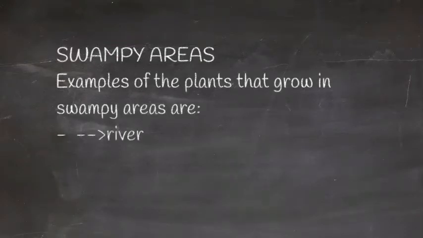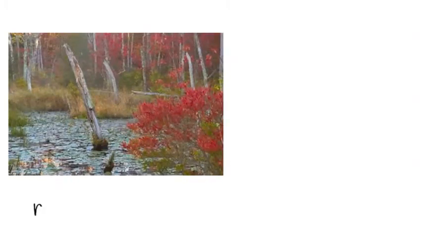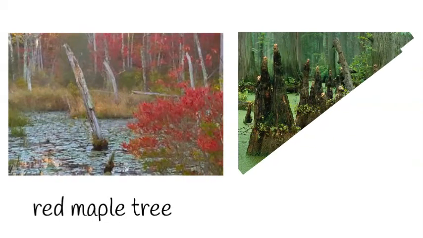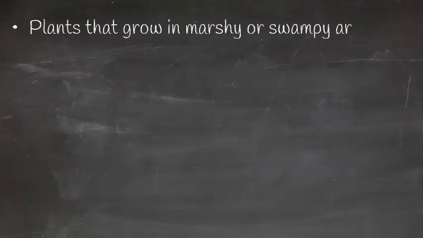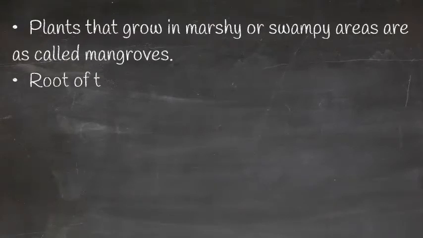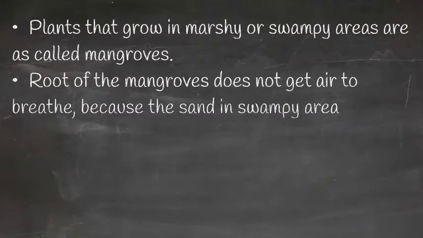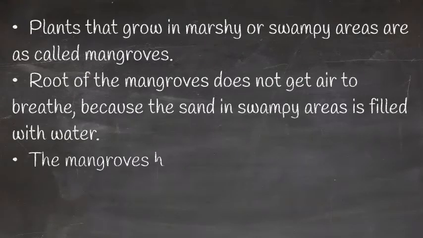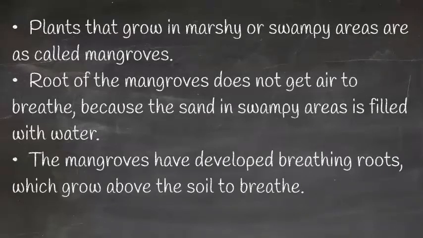Swampy areas. Examples of the plants that grow in swampy areas are river beech tree, red maple tree, and oak tree. Plants that grow in marshy or swampy areas are called mangroves. Roots of the mangroves do not get air to breathe because the sand in swampy areas is filled with water. The mangroves have developed breathing roots which grow above the soil to breathe.